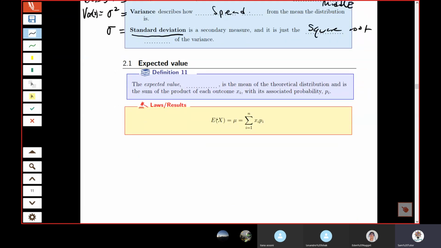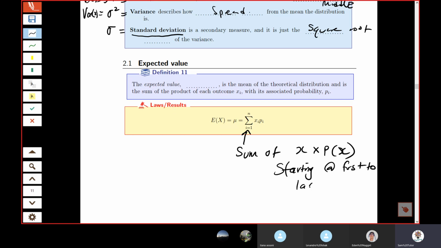There's the formula for the expected value of x. Expected value of x, which equals mu, is equal to sigma, which means, and this sigma is different to this sigma, but anyways, this one here means sum of. So sum of your x multiplied by your probability of your x. Think of it like that. X times probability of your x, starting from the first one until the end, at first to last.